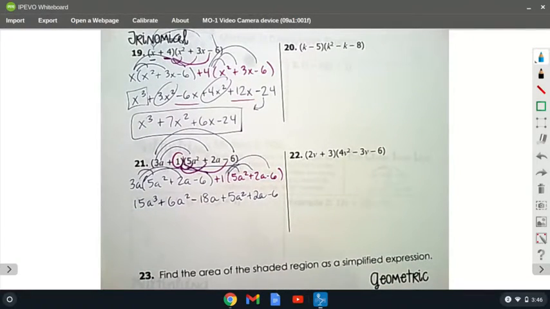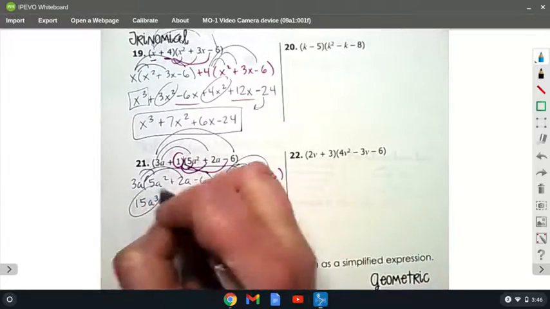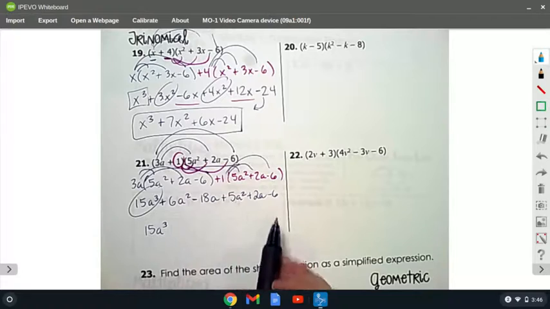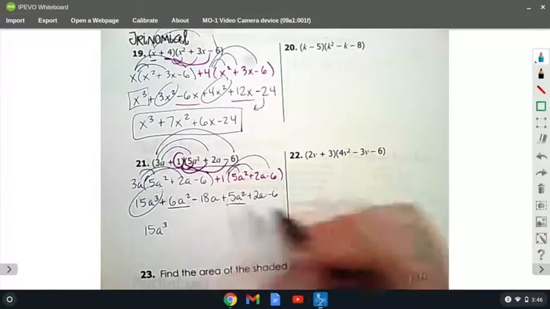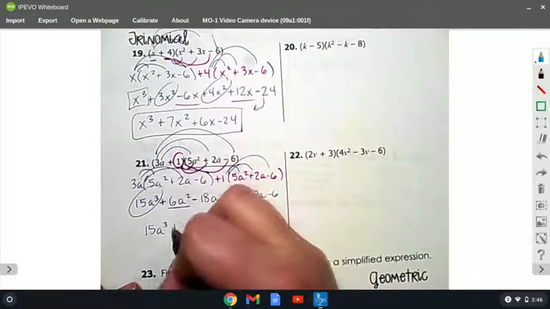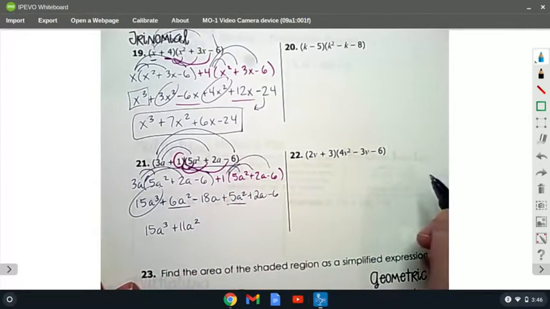Now I got to combine my like terms. So the largest degree I have is this 3. So I'm going to put that first because it has no like terms to combine with. Next, I have the power of 2. I'm going to combine those. So I have 6 and 5 combined to be 11a squared.